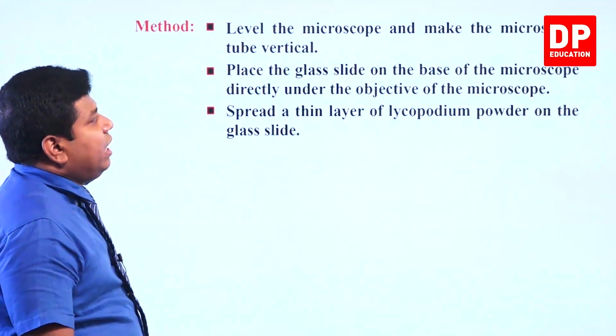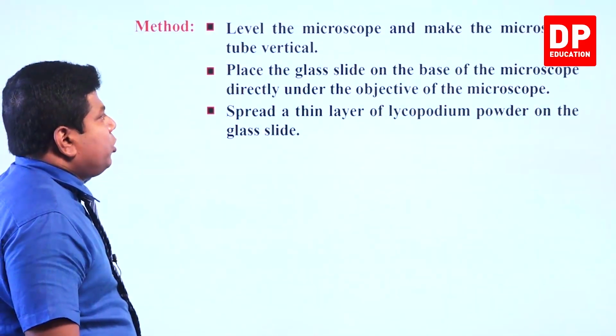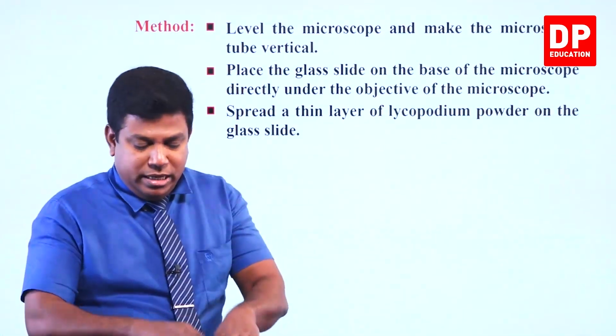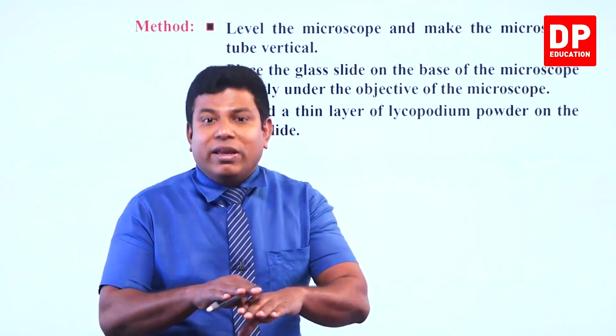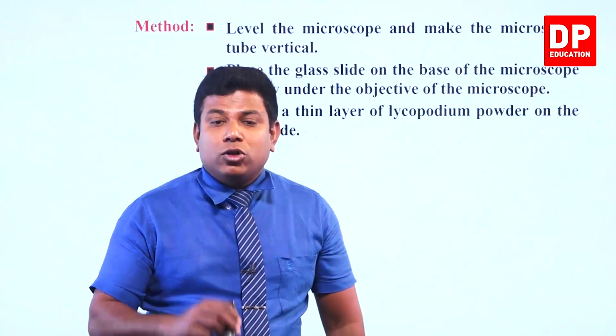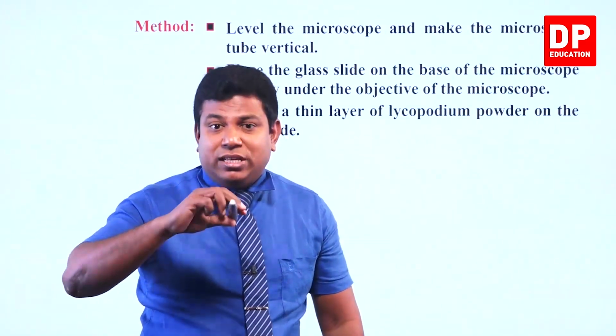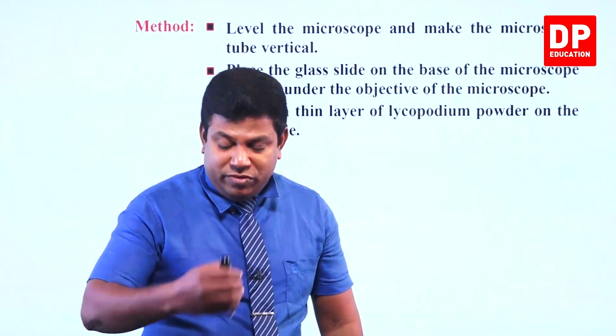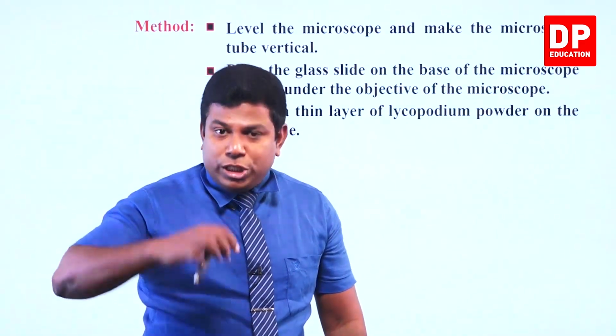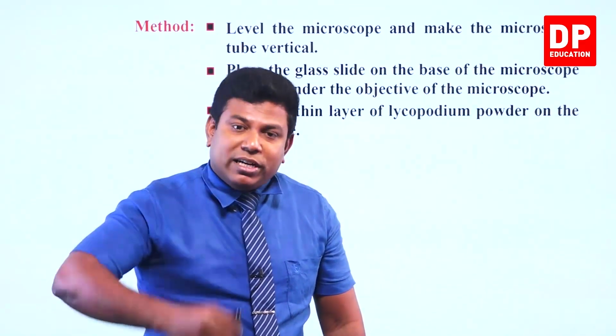Method. Level the microscope and make the microscope tube vertical. Microscopes, the base has to be horizontal. We have to level it first. I'll show you how to level it. And then the microscope tube can be changed. The angle of the tube can be changed. So, you have to make it vertical because we are going to measure the vertical distance. So, turn the microscope tube to be vertical.